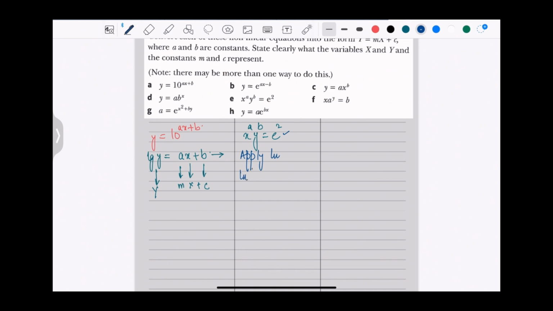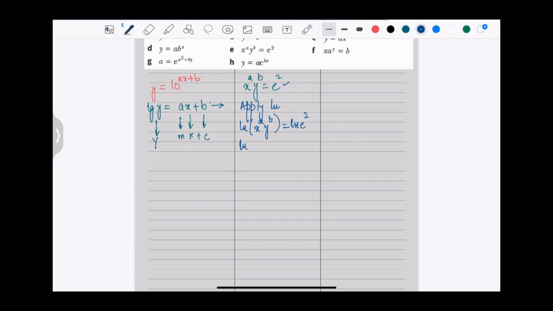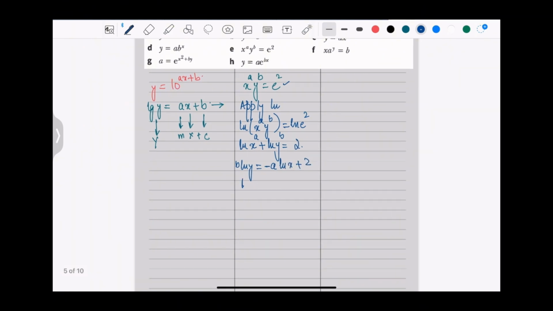So ln of x to the power of a y to the power of b equals ln e squared, and you get ln x to the power of a plus ln y to the power of b equals 2. So b ln y equals minus a ln x plus 2, and ln y equals minus a over b ln x plus 2 over b.